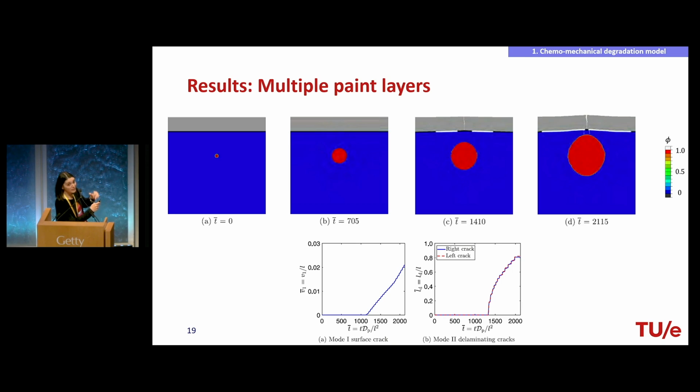So this black line corresponds to the transition between the two materials, and you see that as much as the crystal expands, a crack develops in the top layer, a mode 1 crack, let's say, but also delamination cracks develop at the interface between the two materials. And this is also interesting because it has been reported by observations that often metal soaps are associated with delamination between paint layers. Of course, I should mention this is a very qualitative comparison.